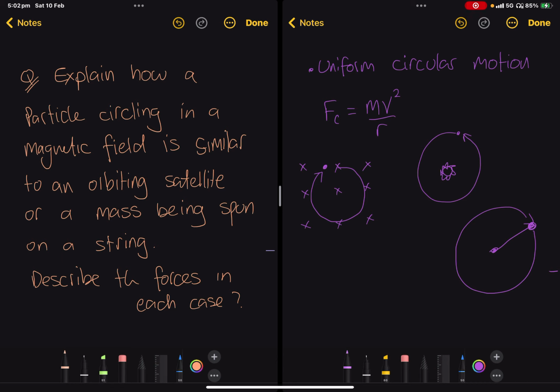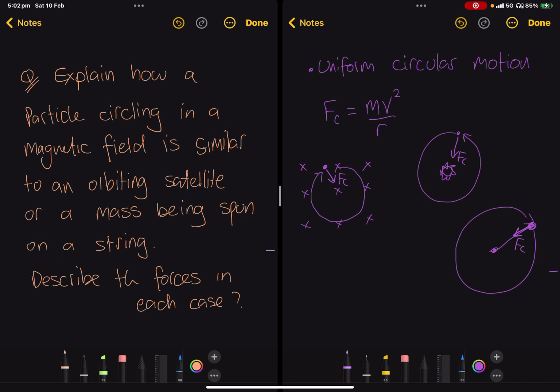They all have to have a centripetal force. So this object has a centripetal force pointing towards the center, F centripetal. This object has to have a centripetal force pointing towards the center. This mass has to have a centripetal force pointing towards the center. This is how they're common.